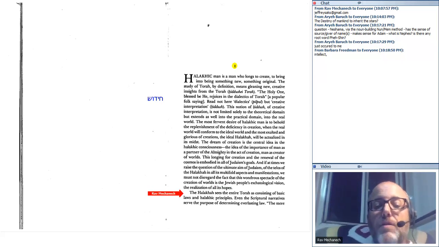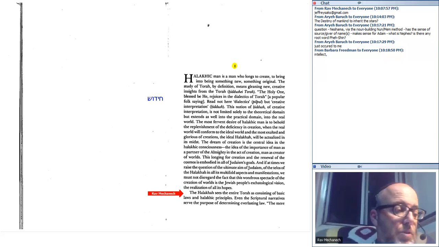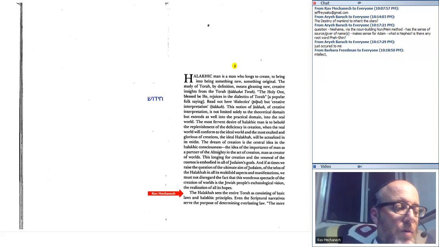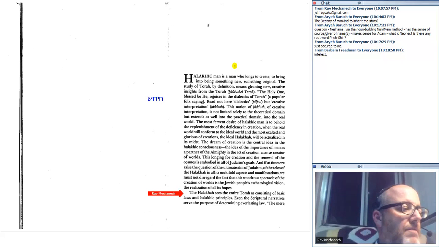The halakha sees the entire Torah as consisting of basic laws and halakhic principles. Even the scriptural narratives serve the purpose of determining everlasting law. The mere face of the mere, I skipped a page here.